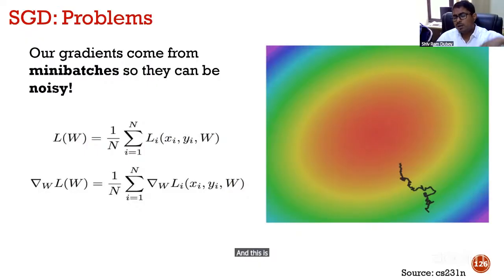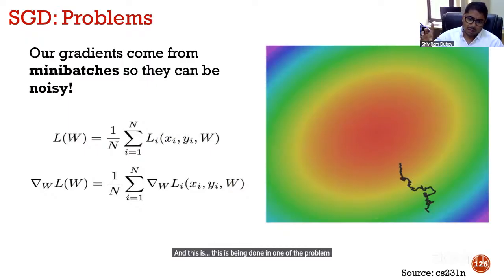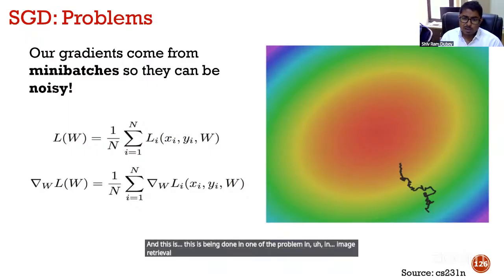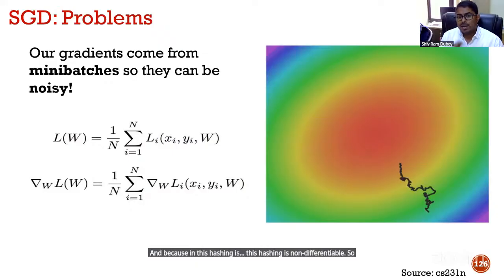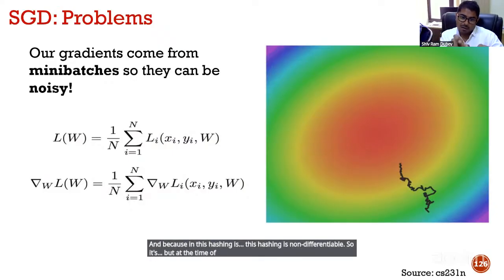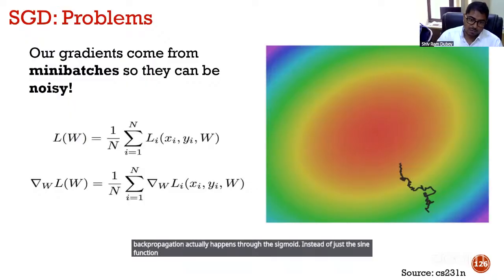And this is being done in one of the problems in image retrieval also, because in image retrieval we want to find the similar images. So there are also non-differentiable properties there, because we want to perform the hashing. We want to convert my feature vector into a binary pattern of 0 and 1, and this hashing is non-differentiable. But at the time of backpropagation, that hashing, which is just binary conversion, is actually approximated using the sigmoid, and backpropagation actually happens through the sigmoid instead of just the sign function converting to 0 and 1.